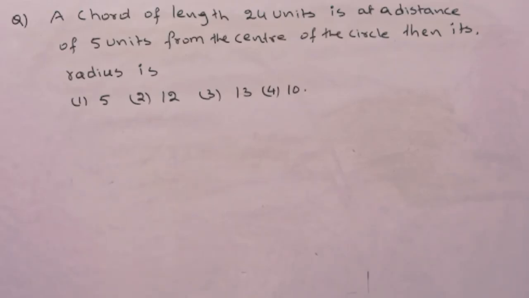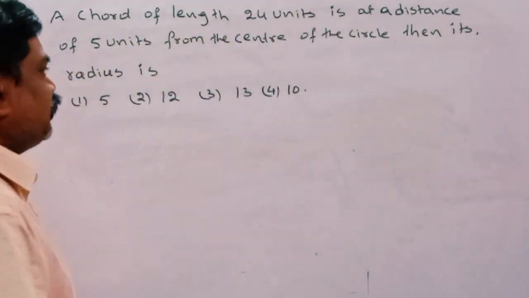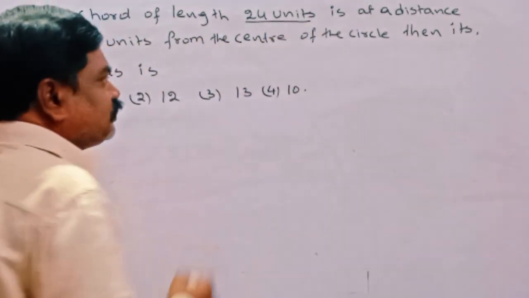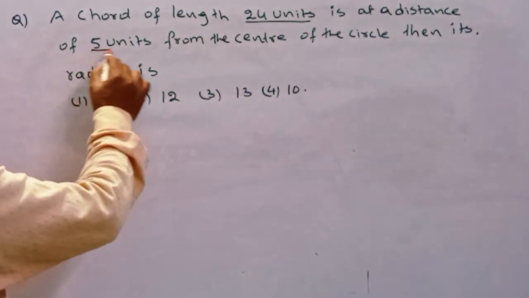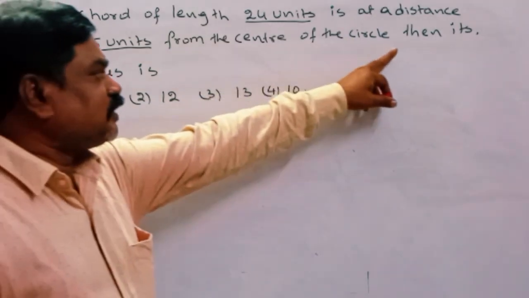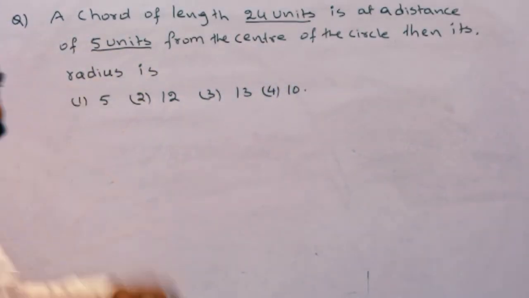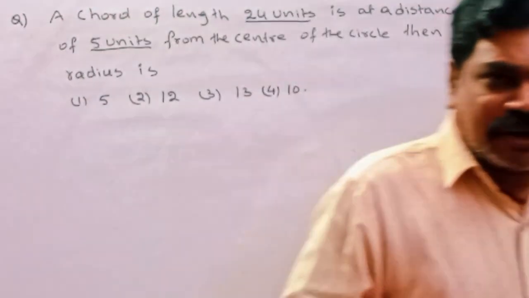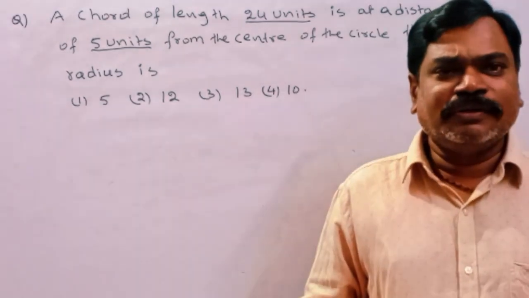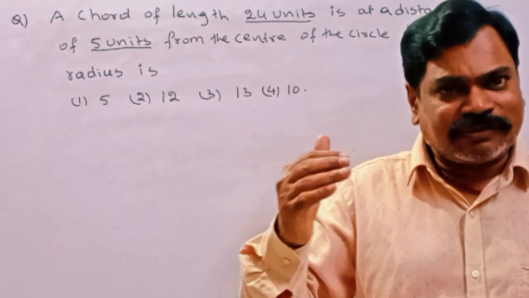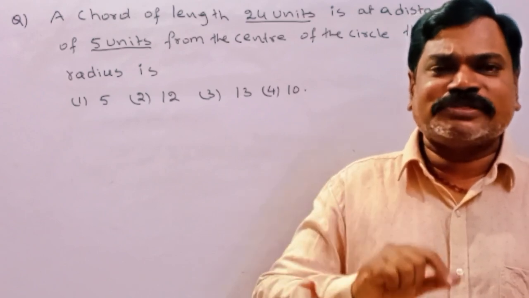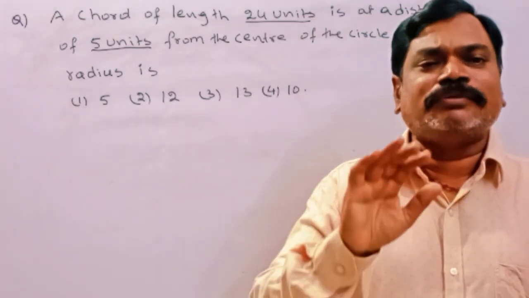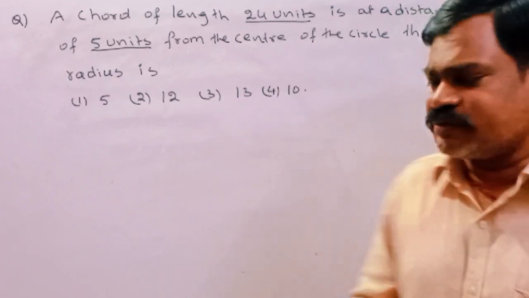Here we have one more problem from circles. A chord of length 24 units is at a distance of 5 units from the center of the circle. Then its radius is? So here the length of the chord is given, and the distance between the center and the chord is given. We have to find the radius of the circle.